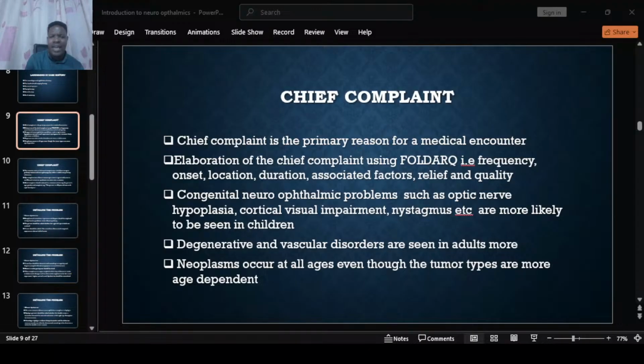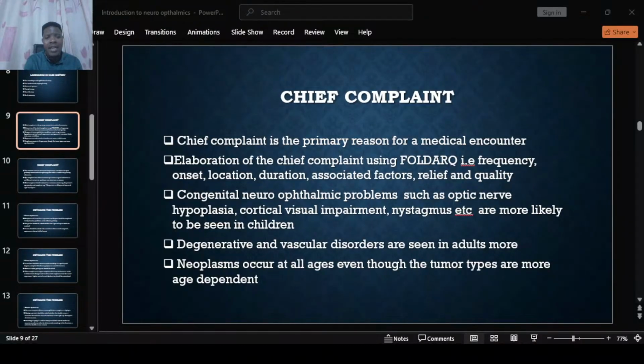Duration. How long does this headache last? And again, does it come with associated factors like vomiting, like tiredness, like auras? These are also important. And then, what relieves your symptom? For instance, a patient who has migraine headache will likely tell you that when they sleep, it relieves their headache, or when they are in a quiet room or a dark room, it relieves their headache. And then the quality: on a scale of 1 to 10, how would you grade this headache? This is why FODA-Q is very, very important in chief complaints as regards neuro-ophthalmics.